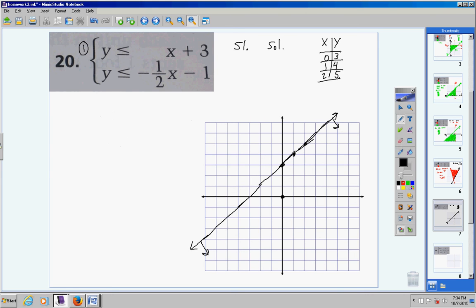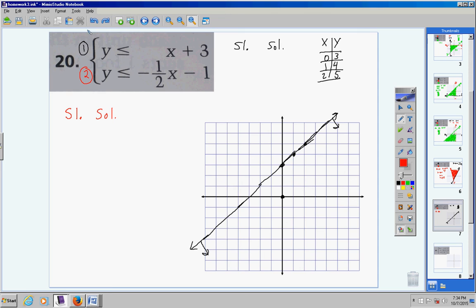Now, let's move on to inequality number 2. On this one, I'm going to use the slope-intercept method. But first of all, I notice we have 2 variables, so I know it's going to be a slanted line. I know it's going to be a solid line because I have an equal sign right here with my inequality, or an inclusive symbol, however you want to say it.